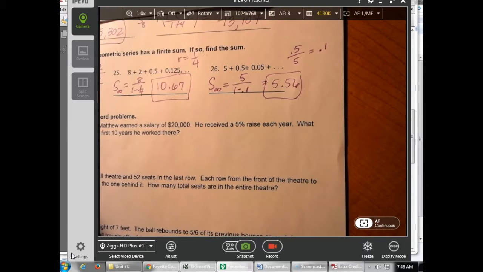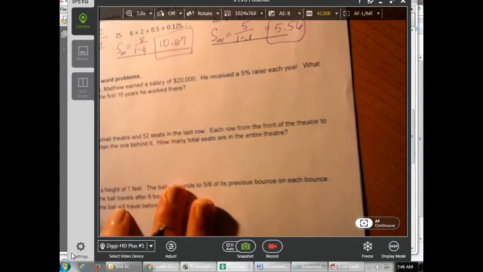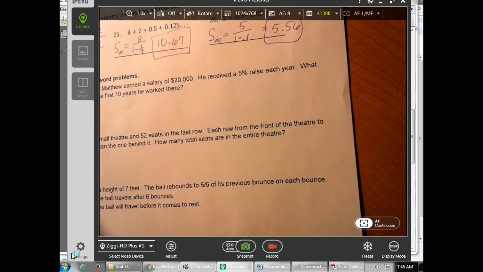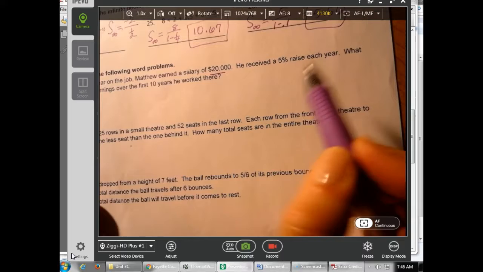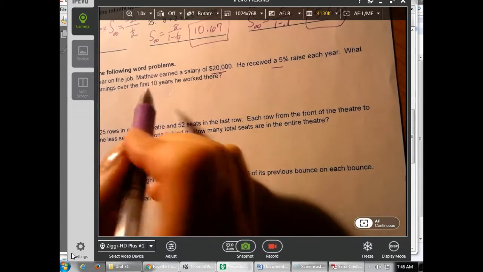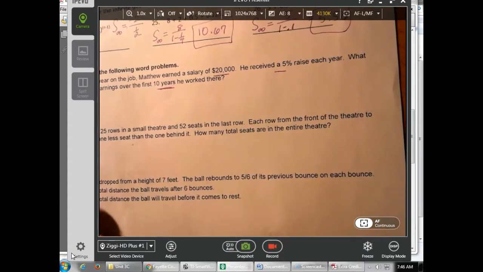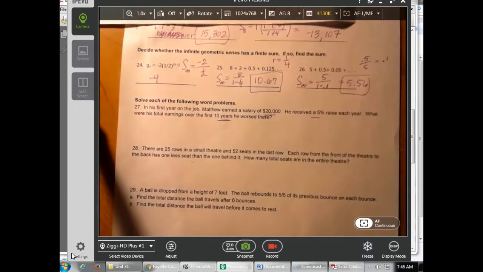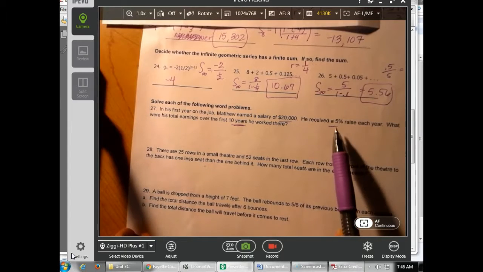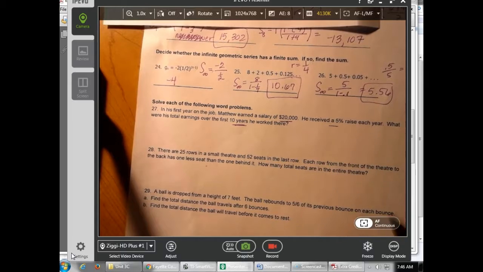Okay, now let's do a couple of the word problems here and see what we get. So in the first year on the job, Matthew earned a salary of $20,000. He received a 5% raise each year. What were his total earnings over the first 10 years he worked here? So first I need to decide how this is growing. Is it a constant rate, or is it going to be some sort of exponential growth? And because he's receiving a 5% raise, he's increasing each year by 5%. So this is GM.